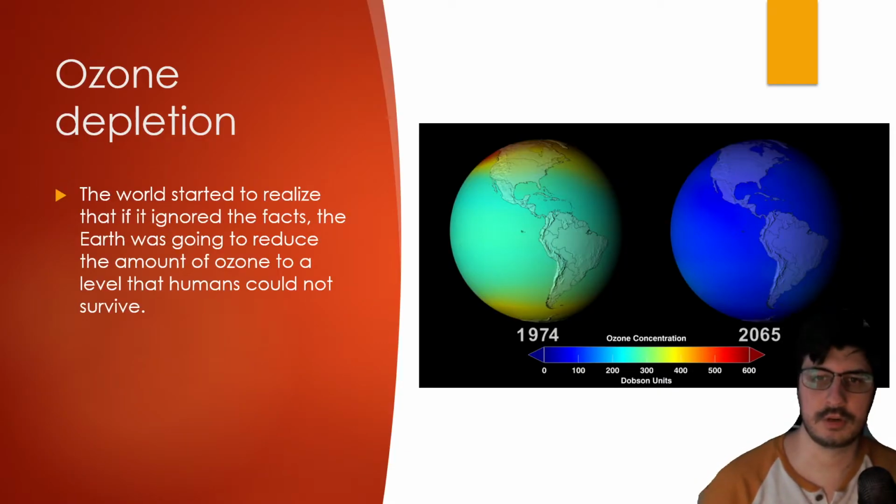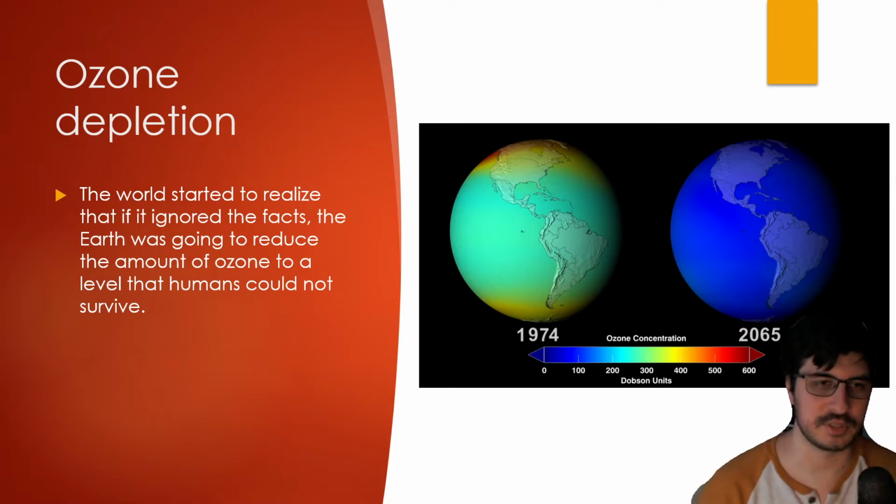So the world started to realize that if we ignored the facts, just ignored what was going on, the Earth was going to reduce the amount of ozone to a level that humans could not survive. This brings us back to the UVC rays. Didn't sound so bad, right? Just some bad sunburns and temporary blindness. That could be our new reality whenever we went outside or just looked out a window, even for just a few seconds. We'd have to become like mole people or something to continue society.